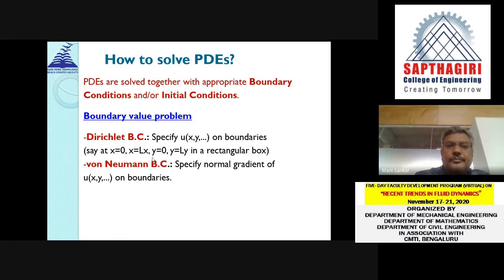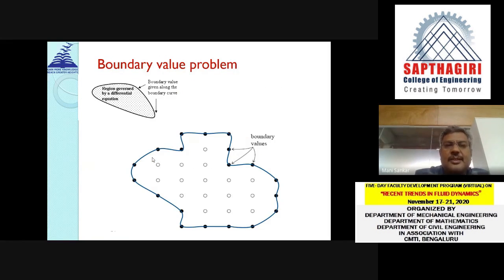So this is the rough structure of the boundary value problem. You have an arbitrary shaped boundary, where the solution along the boundaries is known. And using those values, you are supposed to find the solution inside the boundary. This is the way the boundary value problem works.